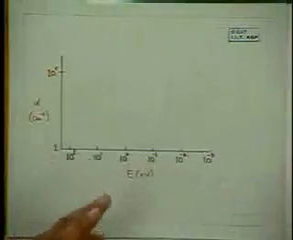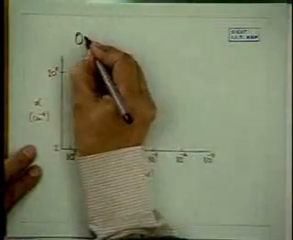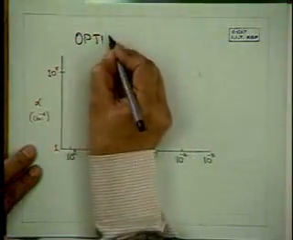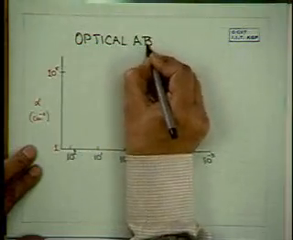Now, what are the other processes that take place when light is incident on a semiconductor?